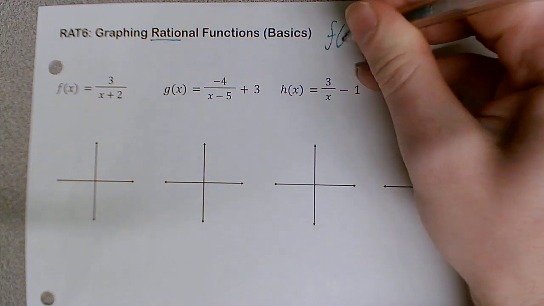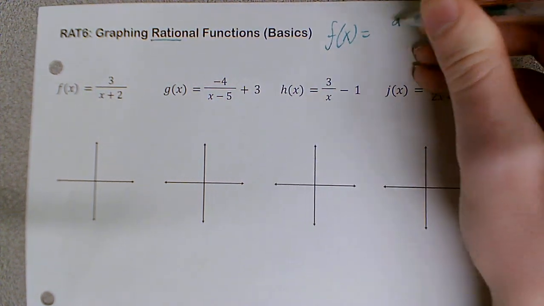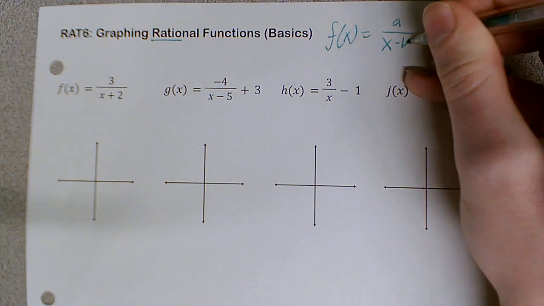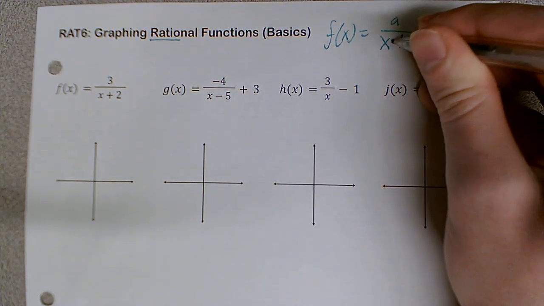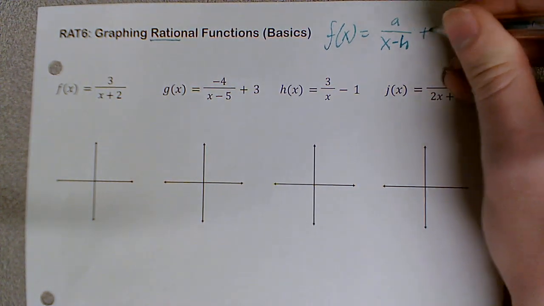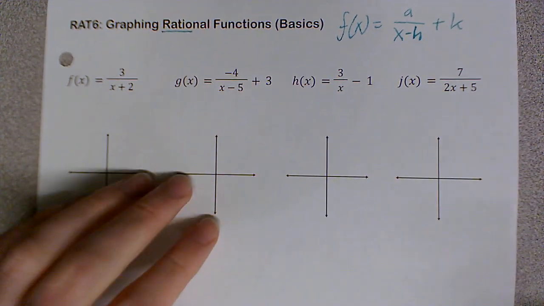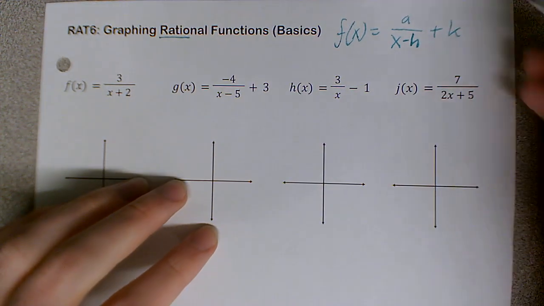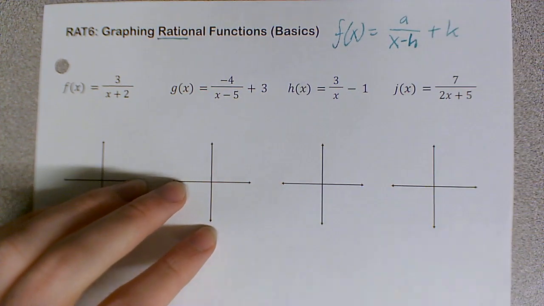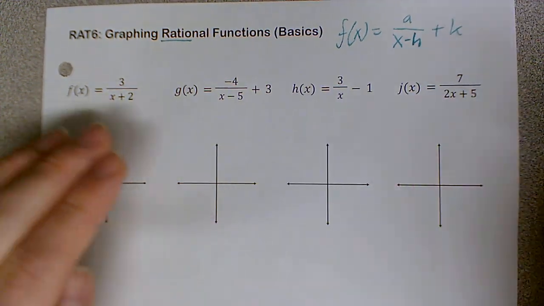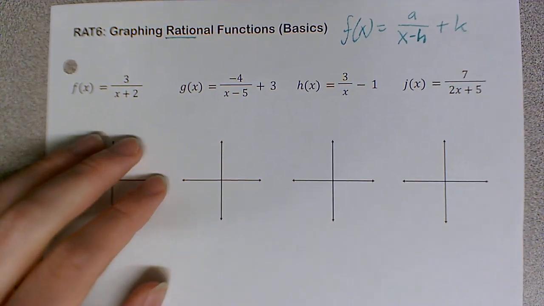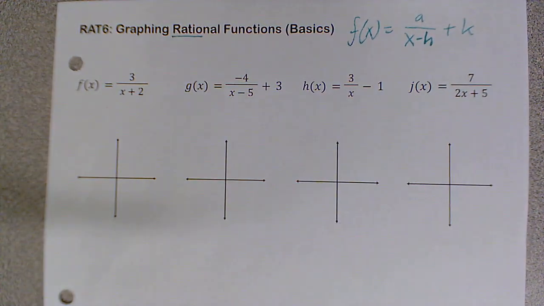And the basic rational functions look like this, where it has some number in the numerator, and then x, plus or minus something in the denominator, plus a number on the end, which we'll call k. Okay, so this is a over x minus h plus k. Now you might already recognize a, h, and k from Unit 3. These are very similar a, h, and k's to that. They mean the same thing.